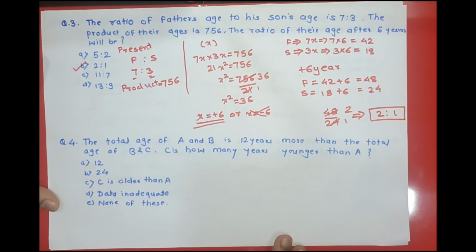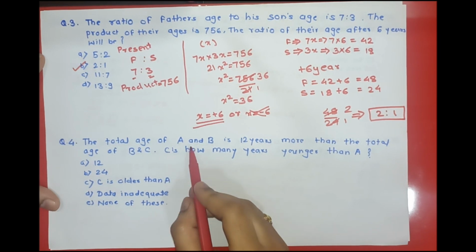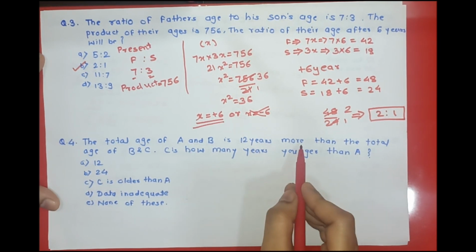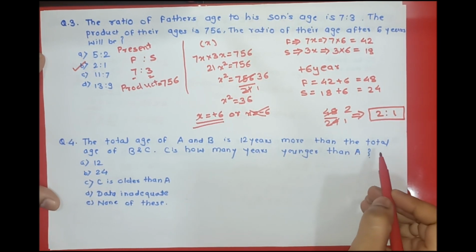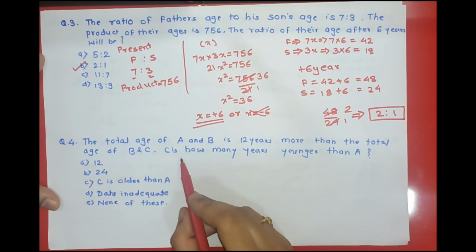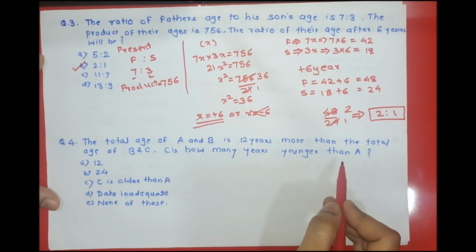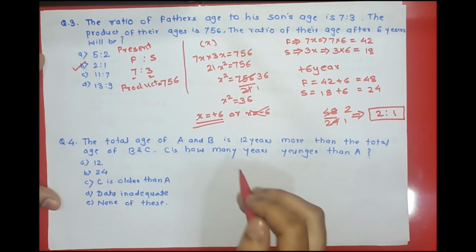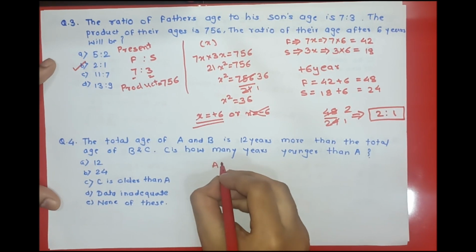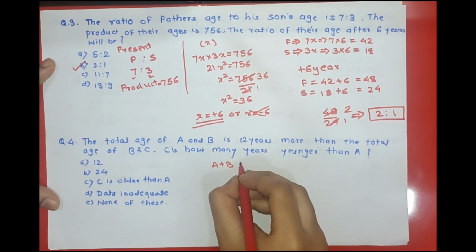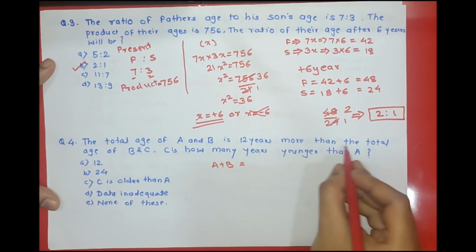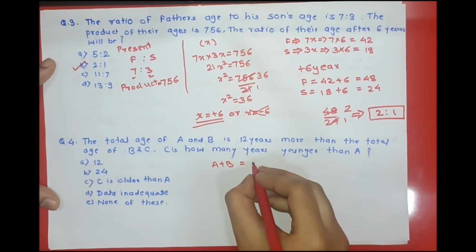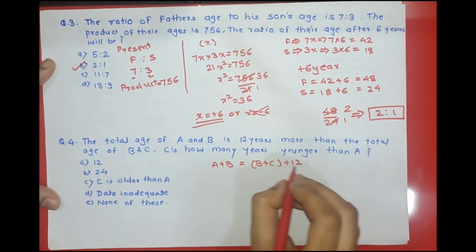Next question. The total age of A and B is 12 years more than the total age of B and C. C is how many years younger than A? So it is given that the total age of A plus B is 12 years more than the total age of B plus C.